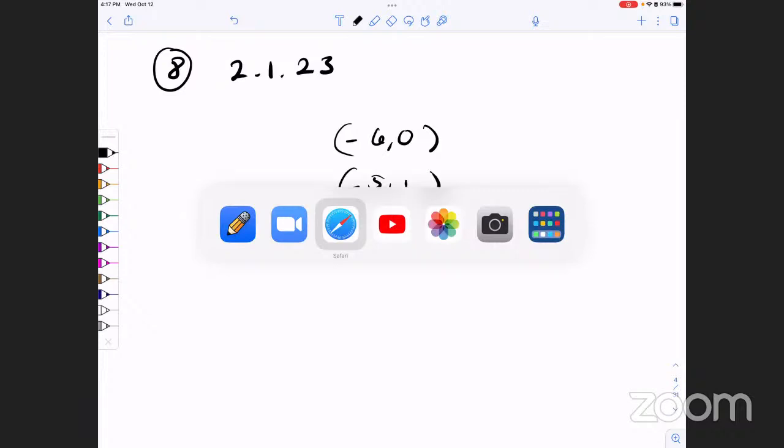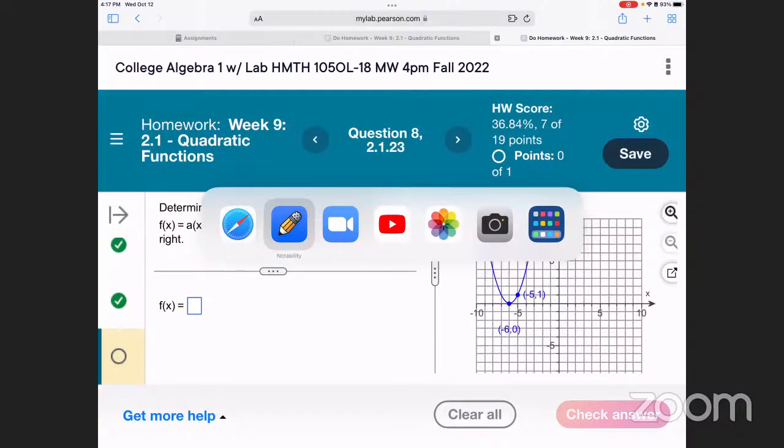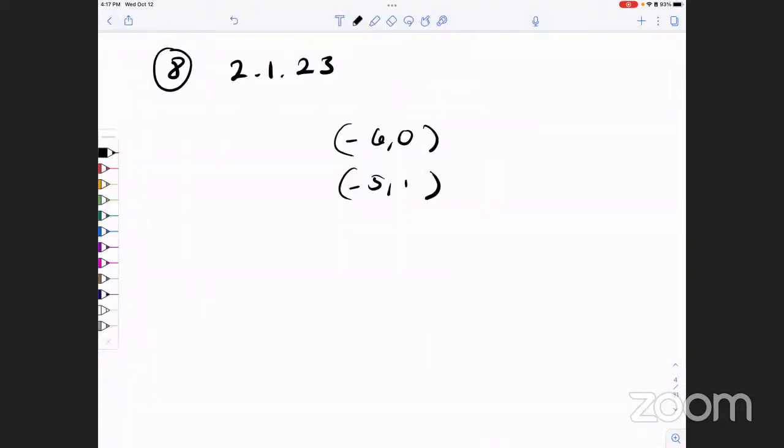Okay. And these were the coordinates. These are the coordinates of our vertex. This is just a point on the graph, okay? Standard form of a quadratic, y equals a times x minus h squared plus k, all right? Vertex, this is our h and our k. This is our x and our y.